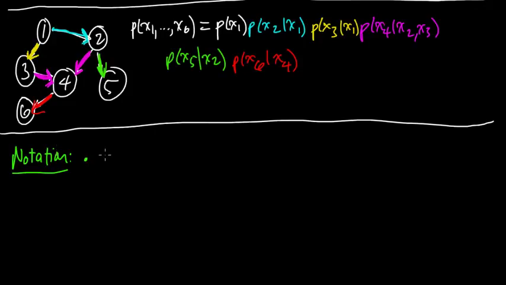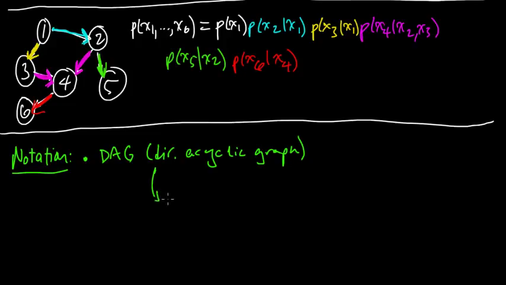To be a little more precise, a directed acyclic graph, we say a DAG, directed acyclic graph. I'm going to assume some basic graph theory terminology. I assume you know what vertices and edges and paths and so on are, so I'm not going to talk about that. You can look all that stuff up pretty easily.